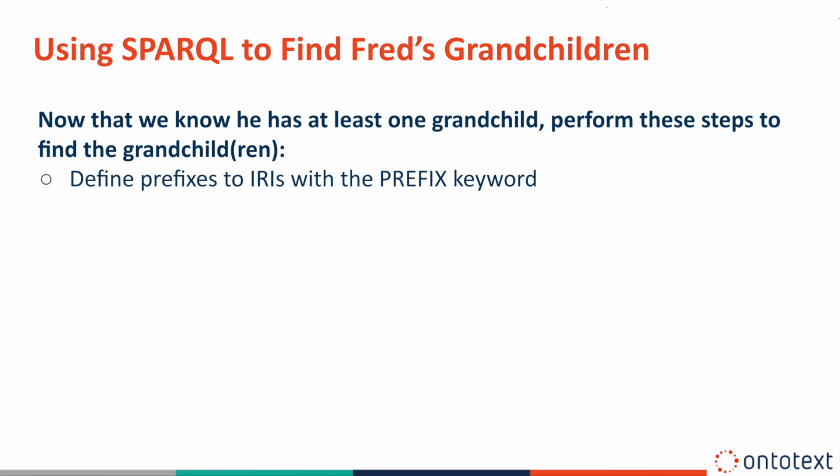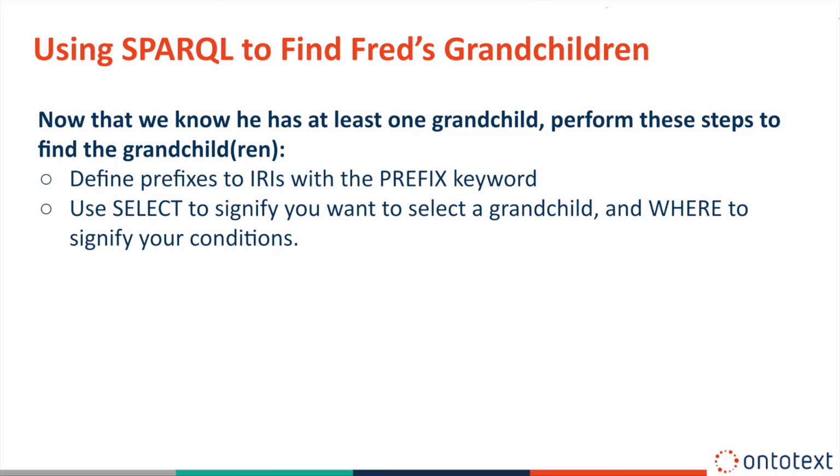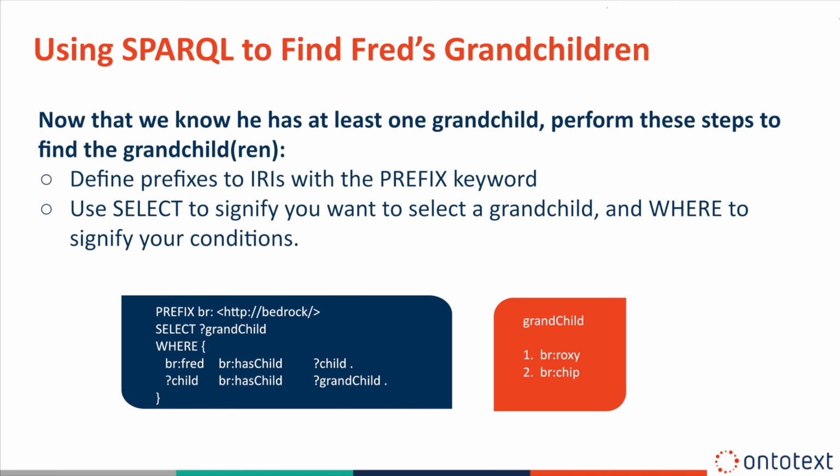First, define prefixes to IRIs with the prefix keyword. Then, we use select to signify that we want to select a grandchild and where to signify our conditions. The query results, reflected in the red box, tell us that Fred's grandchildren are Roxy and Chip.